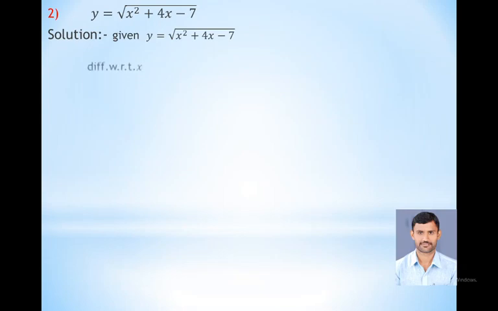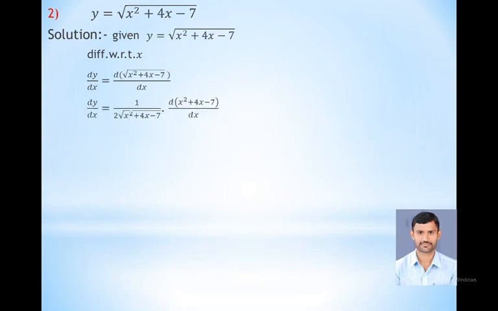Now differentiate with respect to x. dy/dx is equal to the derivative of square root of x² + 4x − 7. We know the formula: the derivative of square root of f(x) is equal to 1 upon 2 square root of f(x) into f'(x). Now dy/dx is equal to 1 upon 2 square root of x² + 4x − 7 into the derivative of x² + 4x − 7.